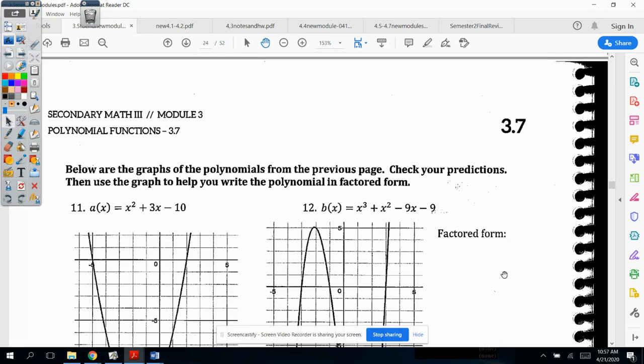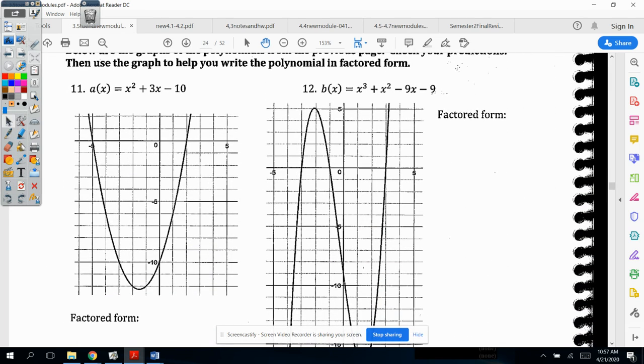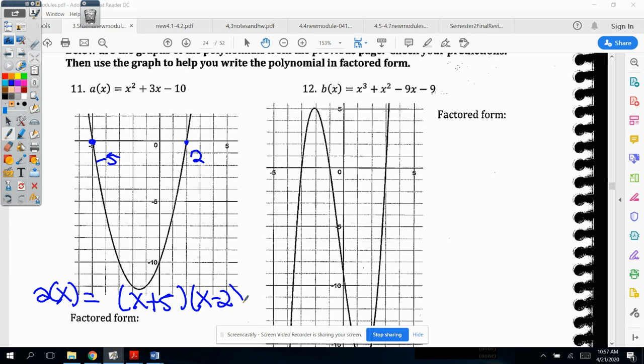But now that we have the graphs, what you can do is find the zeros or the roots from the graphs. So this one looks like it's at -5 and 2. Change the signs and write x minus the root, remember? So that would be x plus 5 and x minus 2. And now you just factored it. You can check it by either multiplying it out or in your technology if you want.